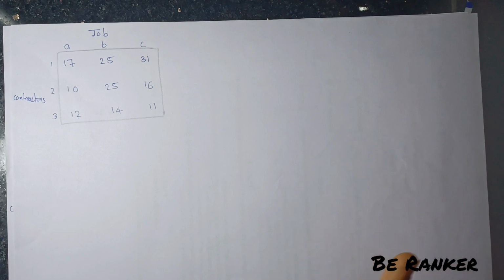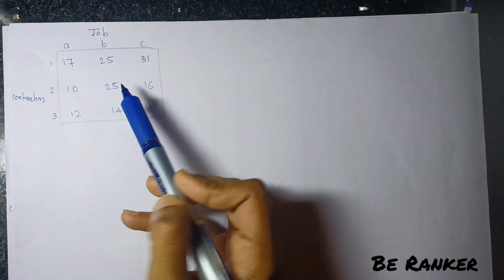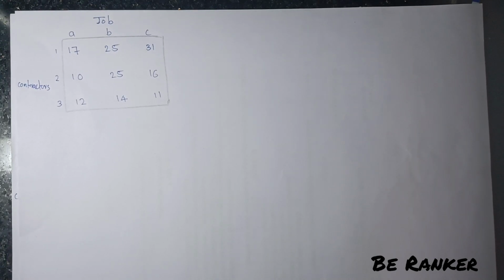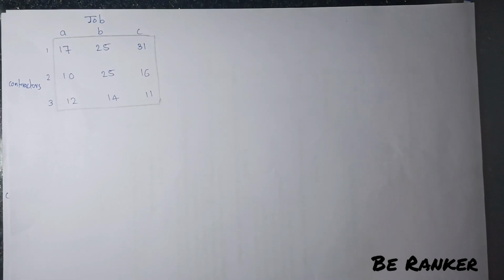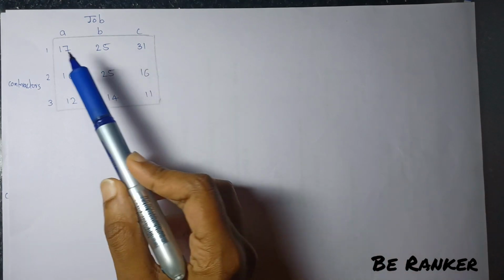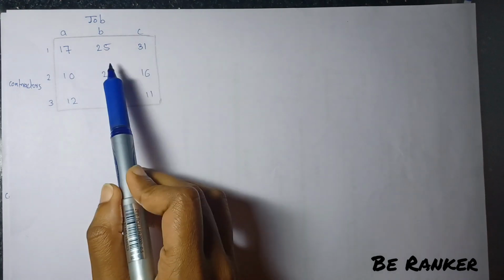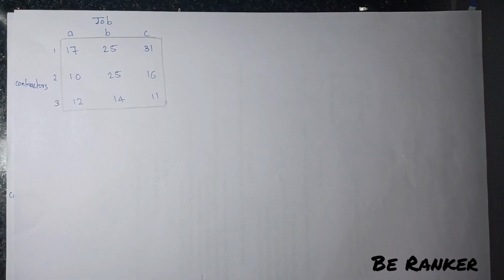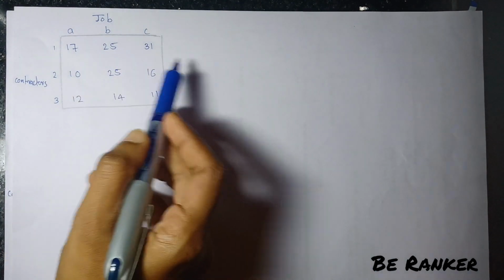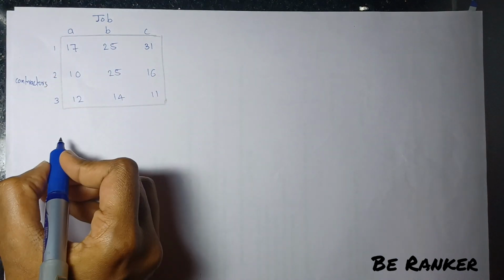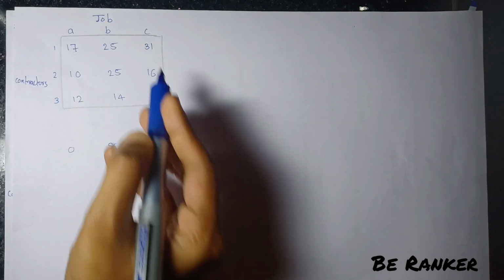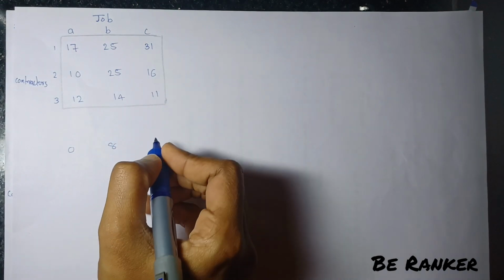These are the three jobs and these are the three contractors. As a first step, we find the minimum value in each row and subtract it from the other elements in that row. In the first row, 17 is the minimum value, so I subtract 17 from the other two elements. 17 minus 17 is 0, 25 minus 17 is 8, 31 minus 17 is 14.